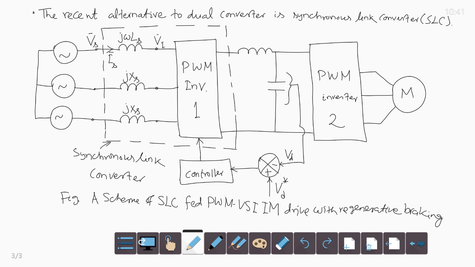As you see here, the AC voltage at the terminal of the PWM inverter 1 is VI phasor, the AC supply voltage is Vs, and the current drawn by the PWM inverter 1 is Is, and the inductances are Ls in each phase. So, the synchronous link converter is this PWM inverter 1 with inductance Ls in series in each phase. So, how the scheme works, let us understand.